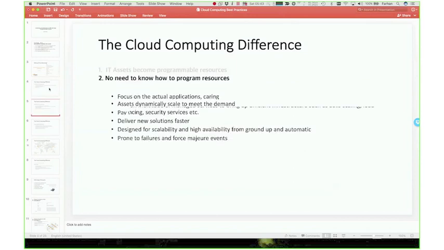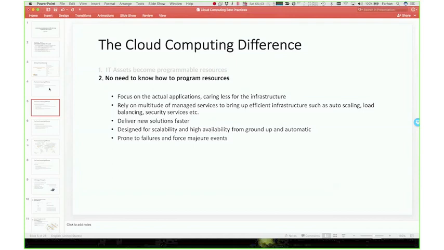The second point that the cloud computing difference makes is that you actually don't need to know how to program these resources. AWS makes it very easy for you to roll out new databases, roll out new servers, roll out new images, back up images, and do a multitude of managed services on the infrastructure with a single click of a button, using a console, or using an API.